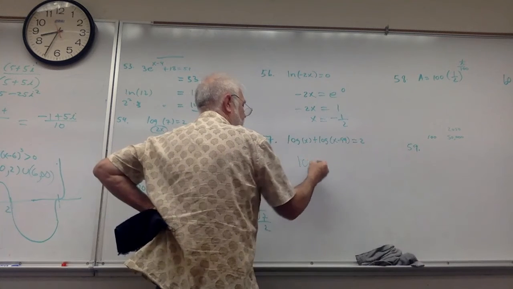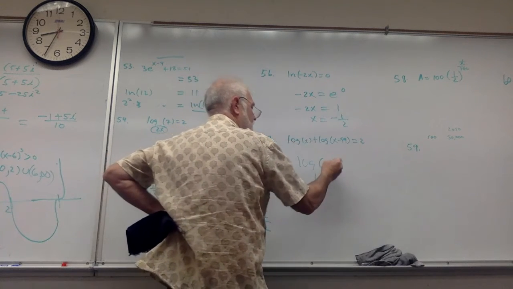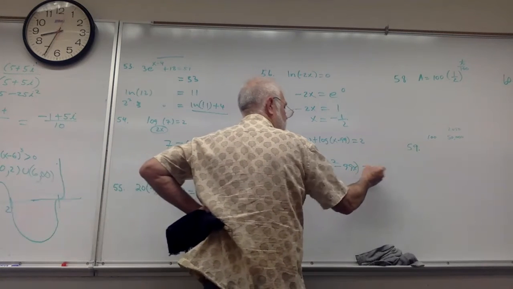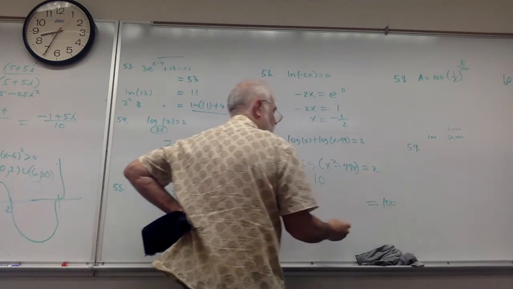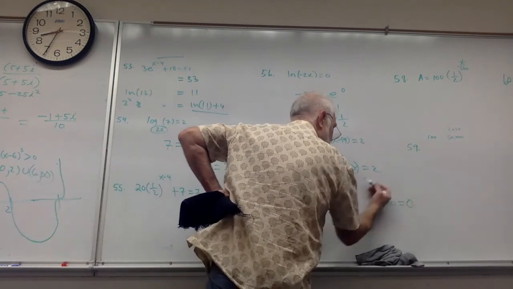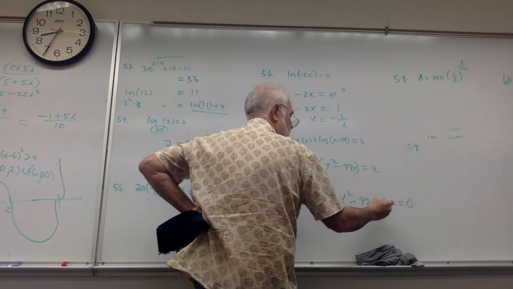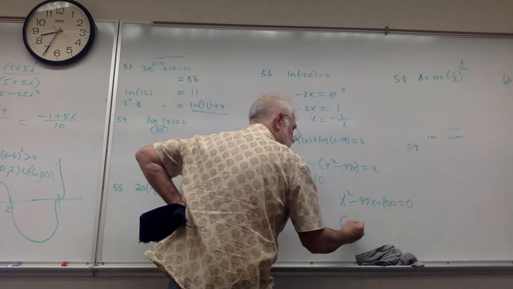So log base 10, I'll put the 10 here in case people didn't realize this was a common log. X squared minus 99x equals 2. So therefore 10 to the 2 is 100. Put it in exponential form. I'm going to move the 100 to the left to set it to 0. And I've got x squared minus 99x. My 100 becomes minus 100 on that side. And so we got ourselves x minus 100.